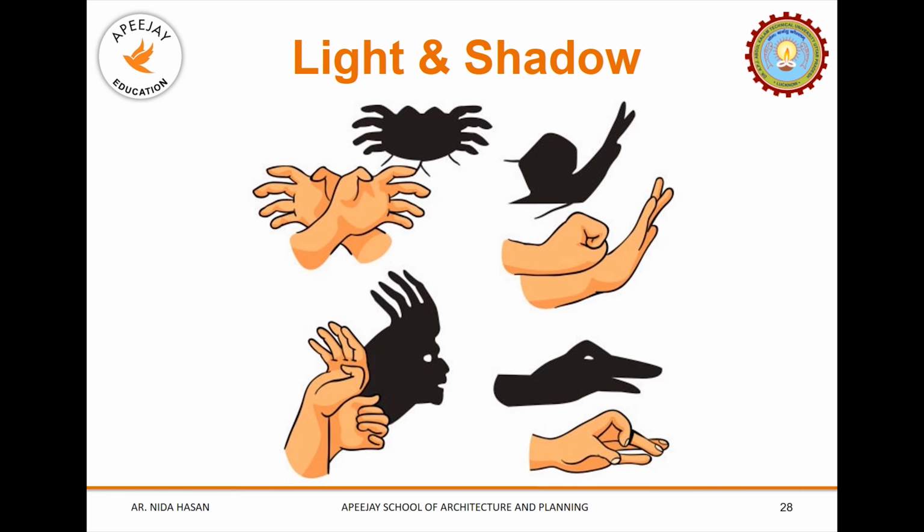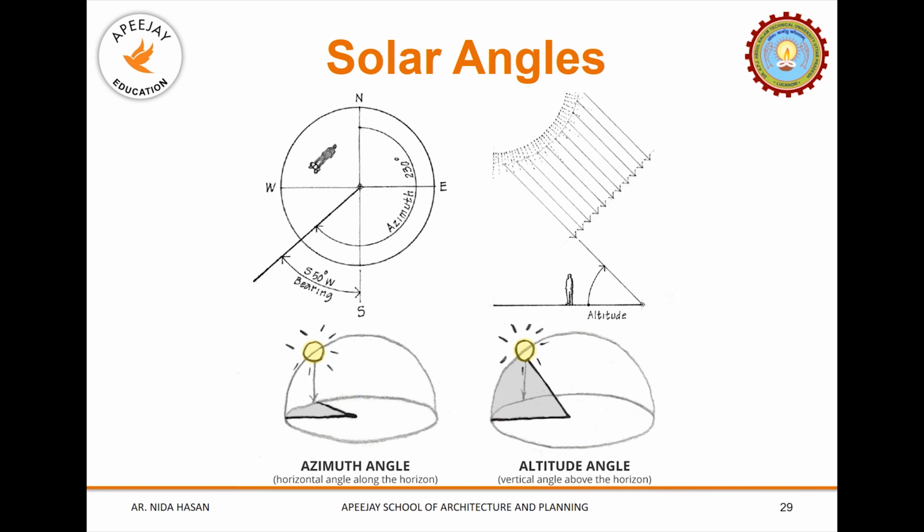Sometimes shadows can mislead us about the shape of the object. In Sciography, we create shadows of various animals with the hand. The position of the sun with respect to an object placed on our surface is defined by the solar angles, that is the solar azimuth angle and the solar altitude angle.